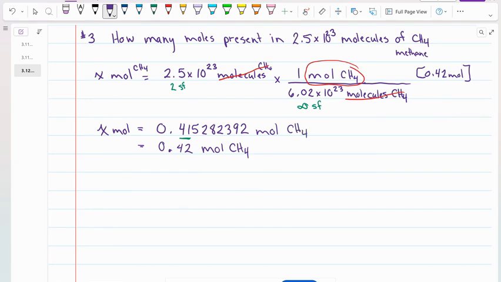Okay? All right, and then again, if it was a test, therefore, there are 0.42 moles of methane in 2.5 times 10 to the 23rd molecules.